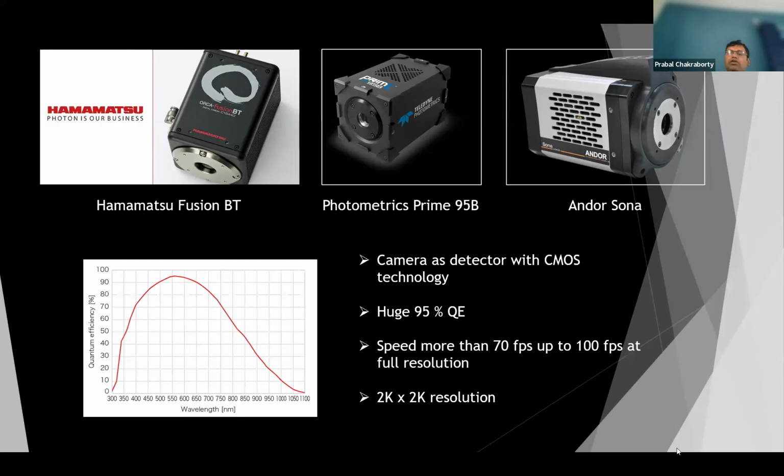But just to tell you briefly, the sCMOS technology is now very much advanced. With recent cameras you are getting a quantum efficiency of around 95%, and a resolution of 2K by 2K, which is very difficult with a CCD camera. I think the maximum available there is up to 1K by 1K. The speed is also very high, around 70 to 100 frames per second at 2K by 2K. So you are covering all three parameters that are difficult to reach: better sensitivity or quantum efficiency, better speed, and better resolution.